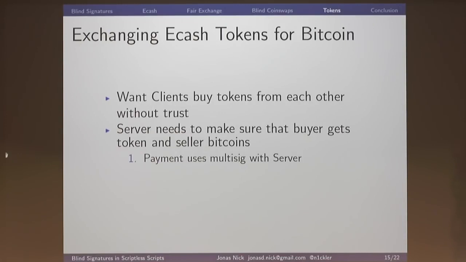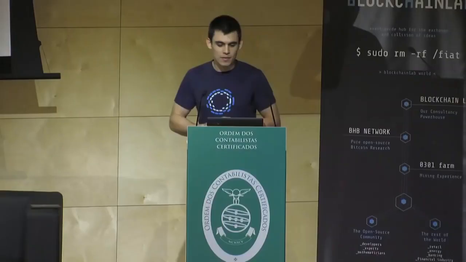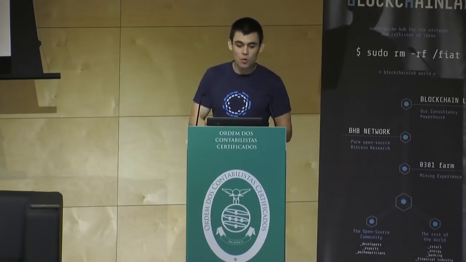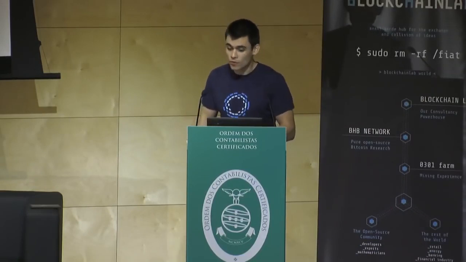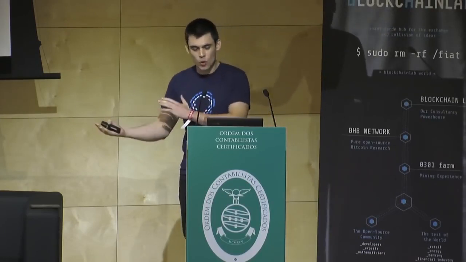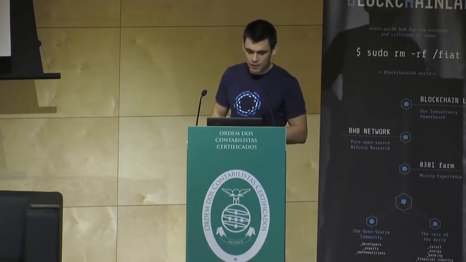So the easiest way to do this is to make the payment a multisig, a 2 of 3 multisig or something like that, with the buyer, the seller, and the server. But the obvious problem here is that then the server would be able to see who was actually involved in this payment, and also would be able to link a payment to a token. So we don't want that.